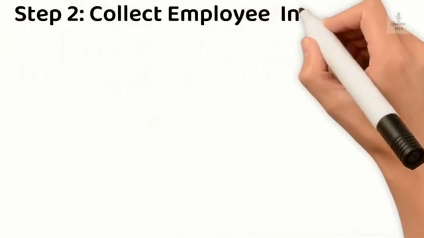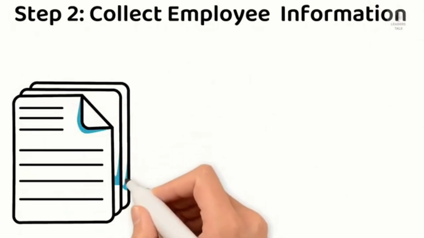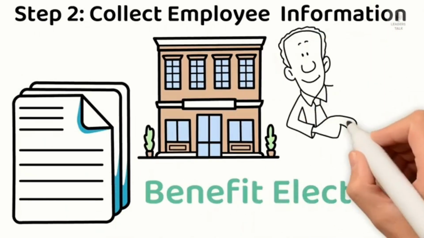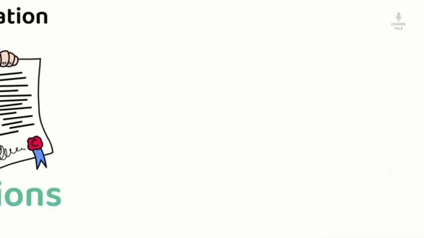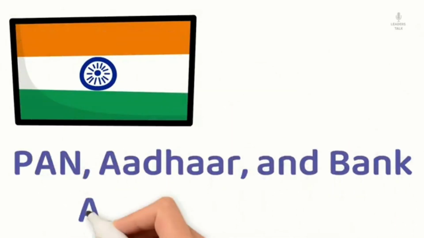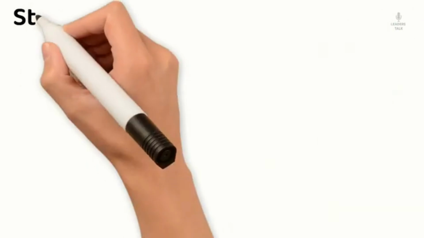Step 2, collect employee information. You'll need tax forms, W-4, P-45, PN, etc., bank details, benefit elections, employment contracts. Accurate data here prevents issues later. For example, in India, you'll collect PAN, Aadhaar, and bank account details for EPF and ESI benefits.